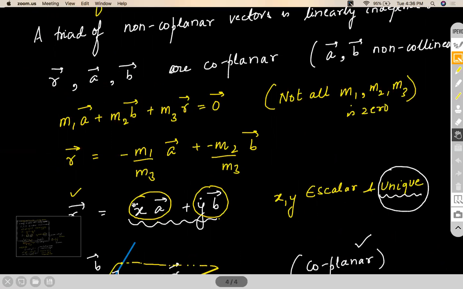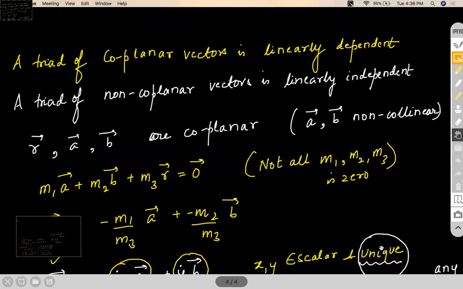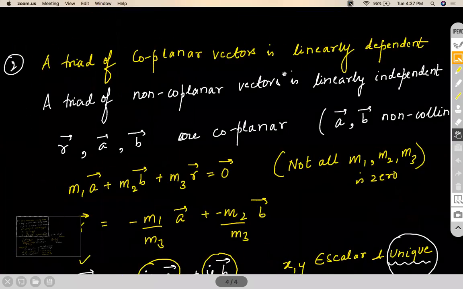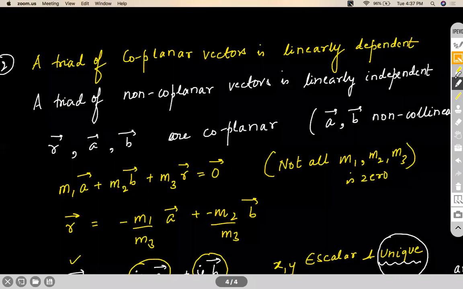Could you go up slightly? Yeah, sure. This part or this? The part where you wrote the theorem. Theorem. Okay, it is this part. Okay. Yes, sir. Thank you, sir.